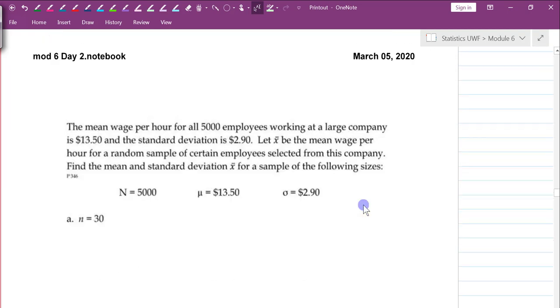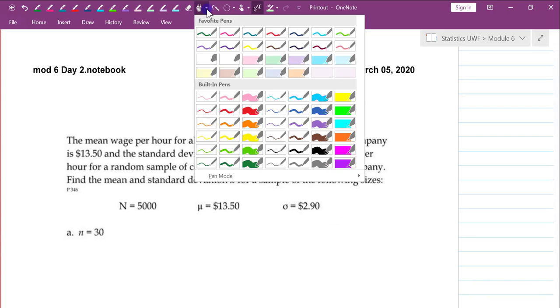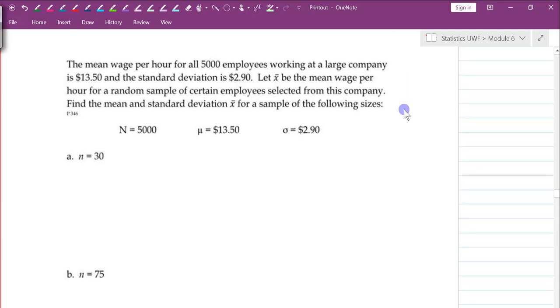So here we're going to work on terminology and making sure you understand the mathematical correlation with the appropriate terminology. Okay, that's what we're going to be working on. So it says the mean wage per hour for all, that's the population then, 5,000 employees working at a large company is $13.50 an hour. And the standard deviation is $2.95. So I wrote that information down here. Here's my mean. Here's my standard deviation. And here's my population size, because it's all the employees of a large corporation.